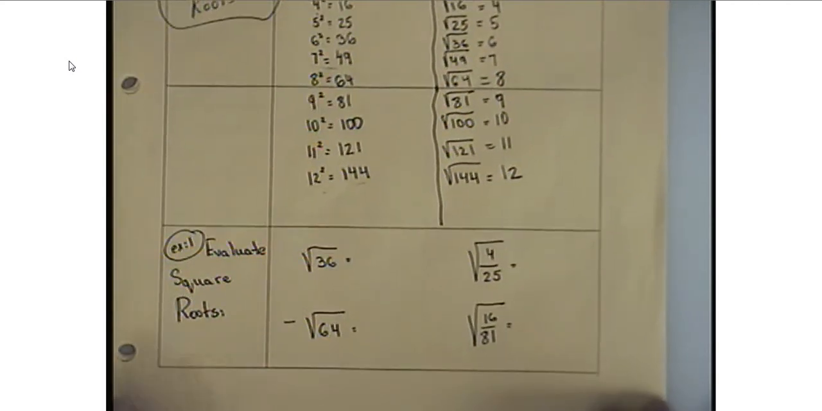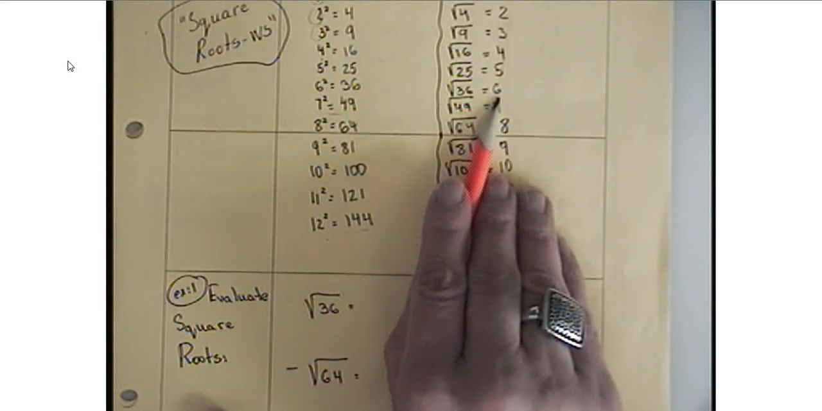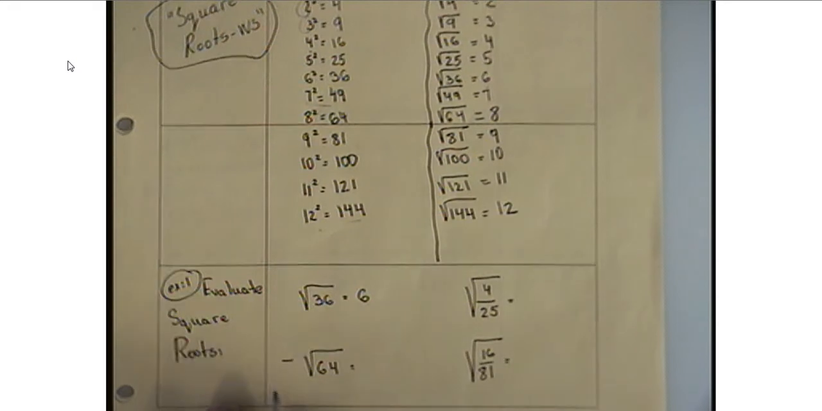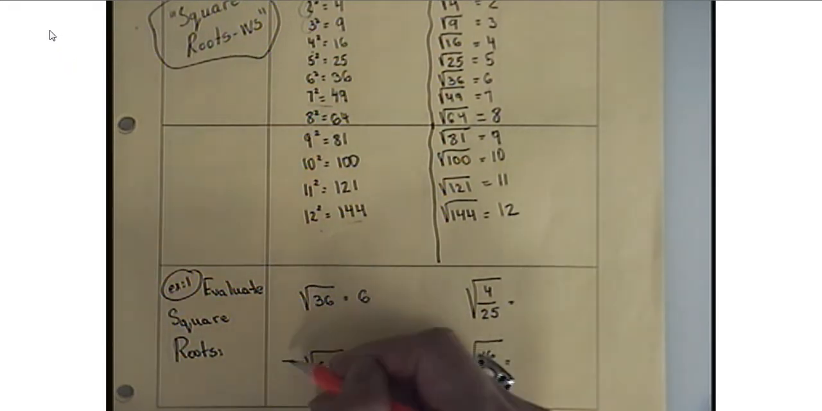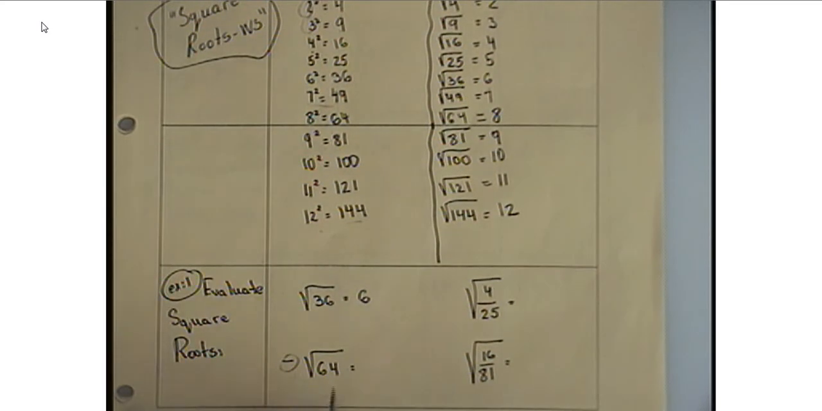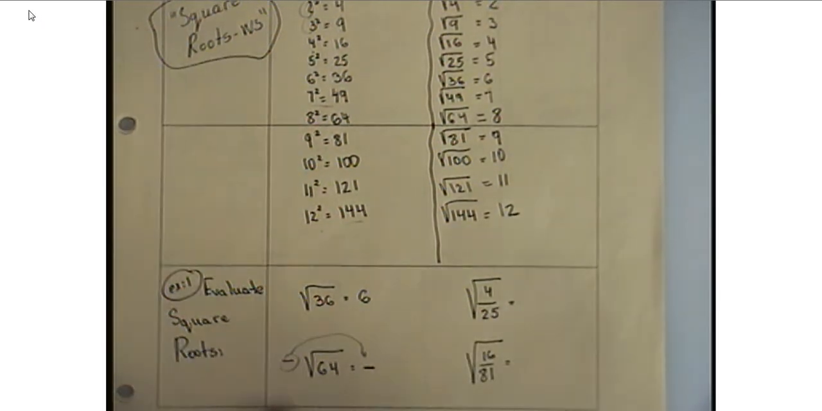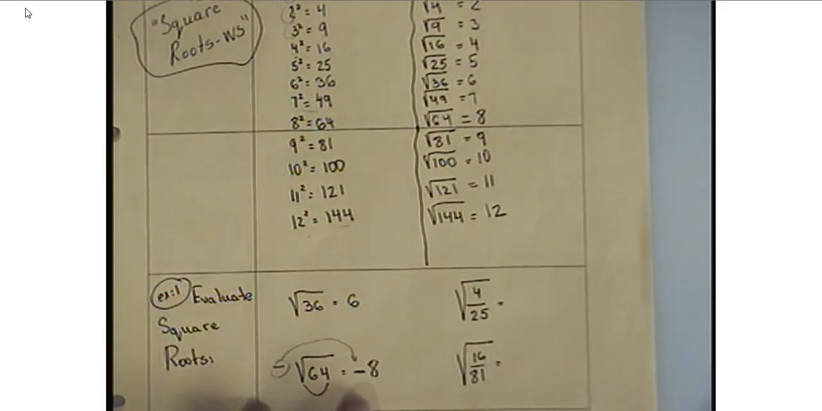Example number 1. Evaluate square roots. I have square root of 36. Well, we already said square root of 36 is equal to 6. So this is easy, just 6. Now let's take a look at this one. Negative square root of 64. Remember the negative sign, just like when we discussed absolute value. If you have a negative sign outside of the square root symbol, you have to bring the negative sign. So your answer will also be negative. And then the square root of 64 itself is 8, and that will be negative 8. So the answer here will be negative 8.